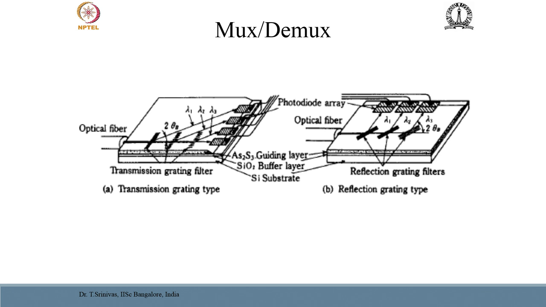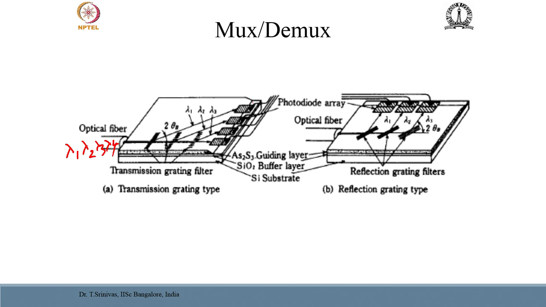So, multiplexers and demultiplexers are necessary in all communication applications. The important requirement here is that the input optical fiber brings in light from different channels. Let us say the channels are at the wavelengths lambda 1, lambda 2, lambda 3 and lambda 4, which carry independently modulated light signals, and the requirement is that they have to be separated out at the output port.